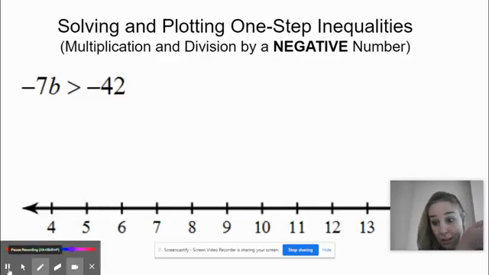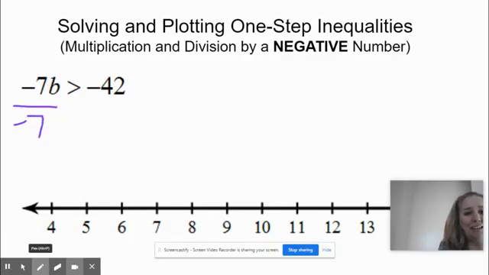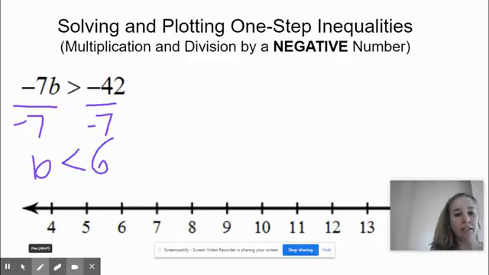Okay, so we look at this problem. I have to divide by negative 7. So I am once again dividing by a negative, which means that this sign needs to flip around. b comes down, and then we have a 6 here, a positive 6, right? And there we go. b is smaller. Awesome sauce.